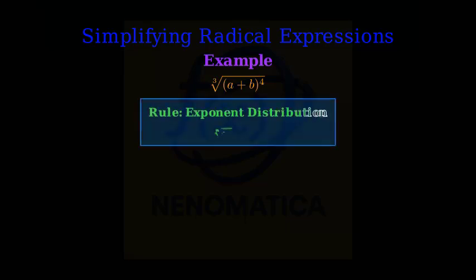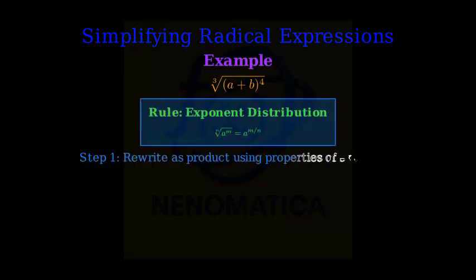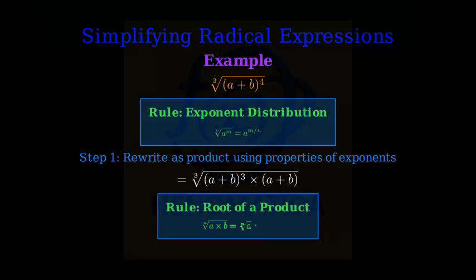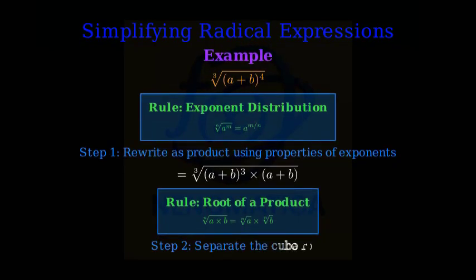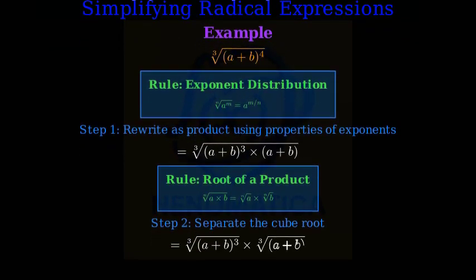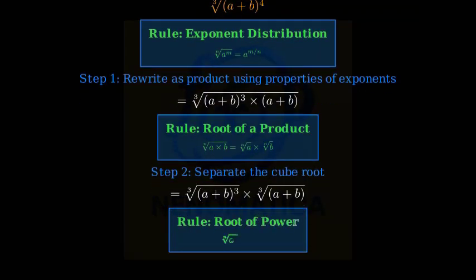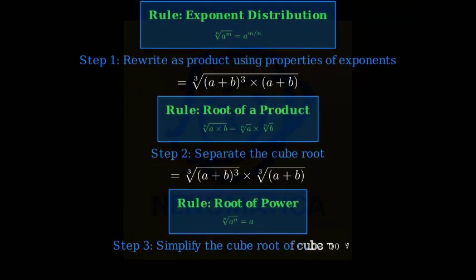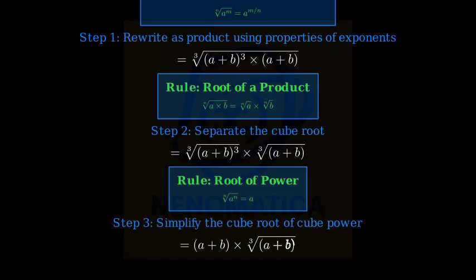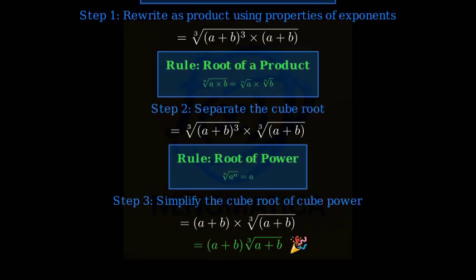When simplifying radical expressions, we need to understand the properties of exponents and roots. Let's apply these step by step. Now, we'll separate the cube root into the cube root of each factor. This allows us to simplify the first term, since the cube root of a quantity cubed equals the quantity itself. This simplifies our first term. And we've arrived at our final simplified form.